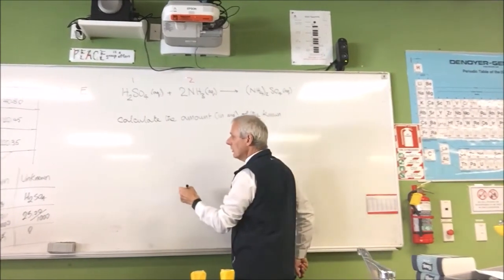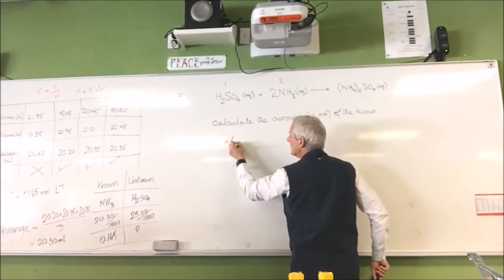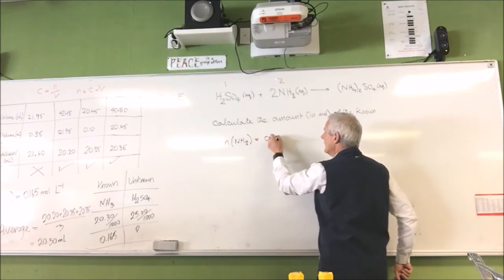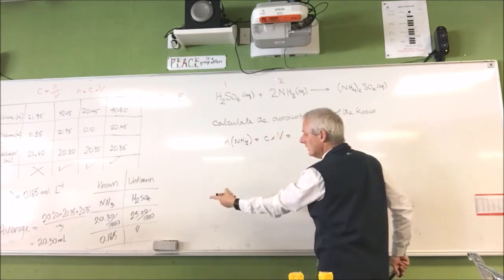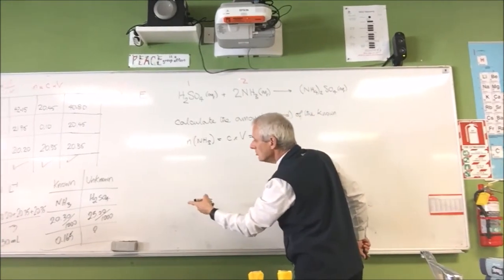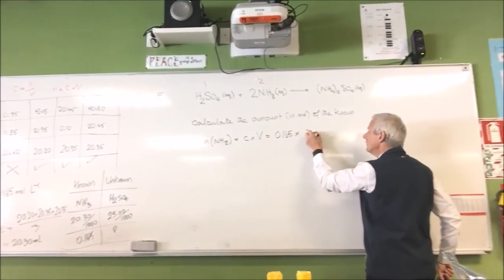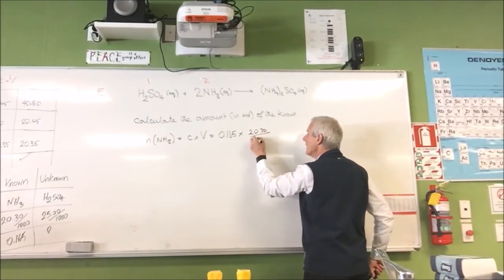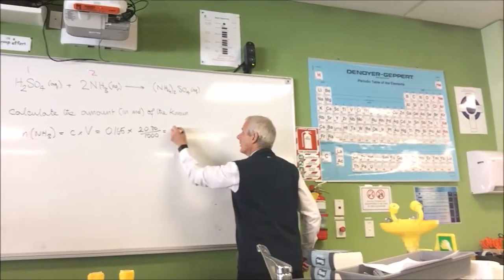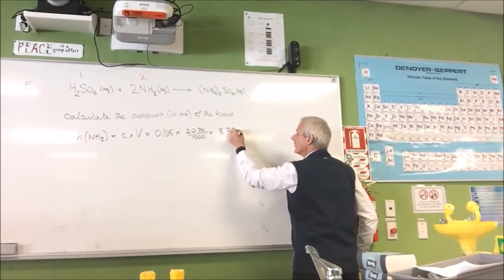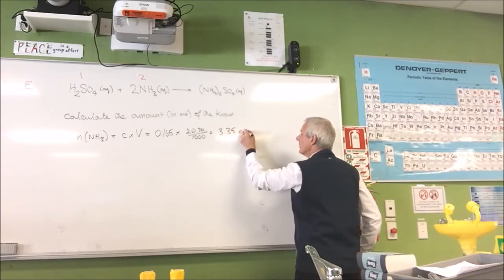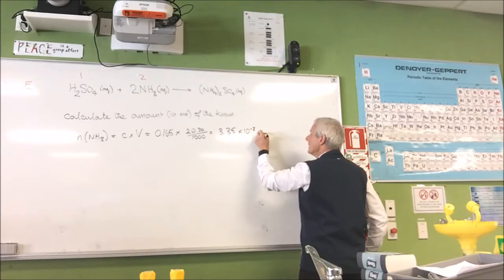So we look at our table and we know that our known is NH3, and that's C times V. So C is 0.165 times the volume, which is 20.30 over 1,000. And again, if somebody could tell me that. 3.495 times 10 to the power of negative 3. 3.49, did you say? So that's 3.35 times 10 to the minus 3 mole.